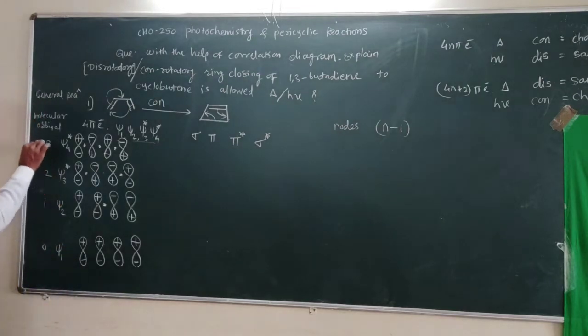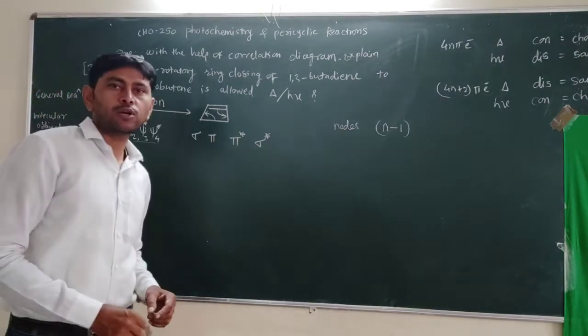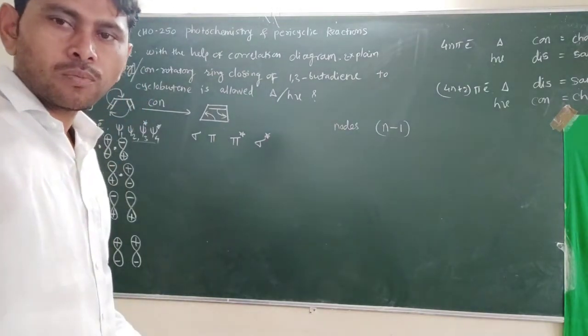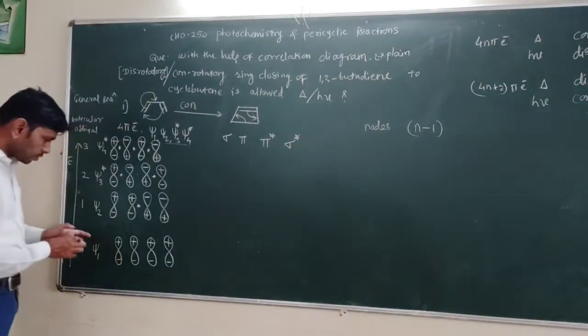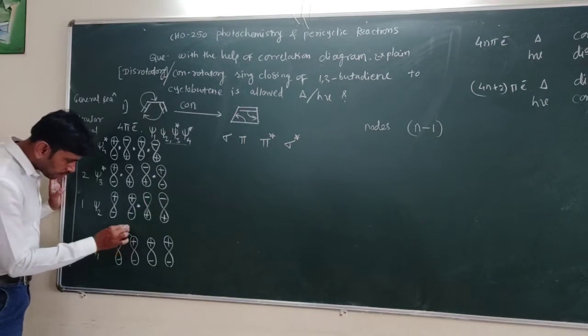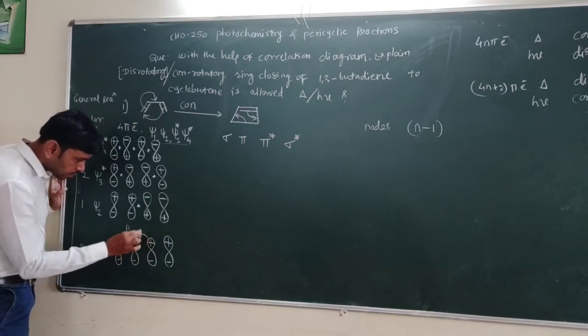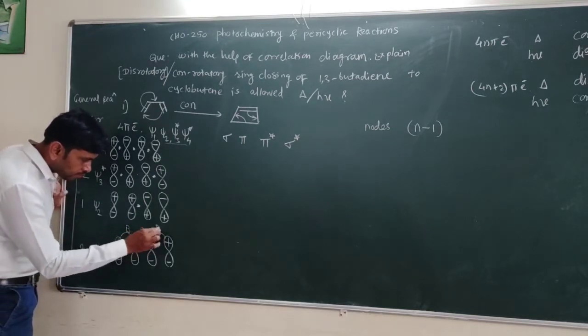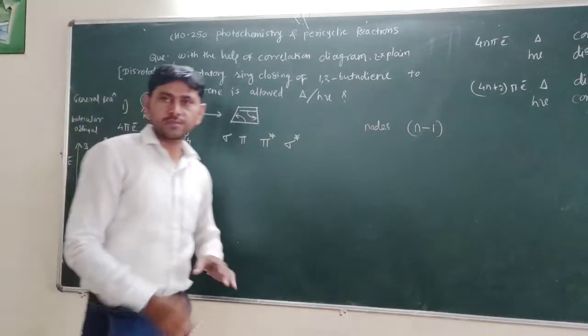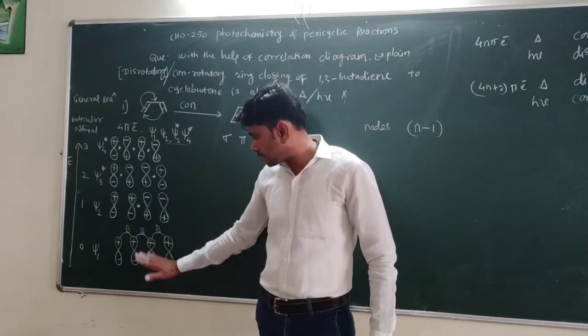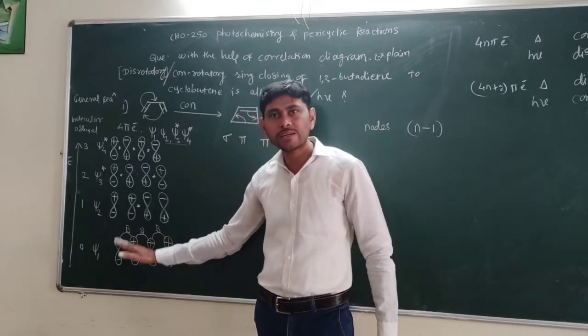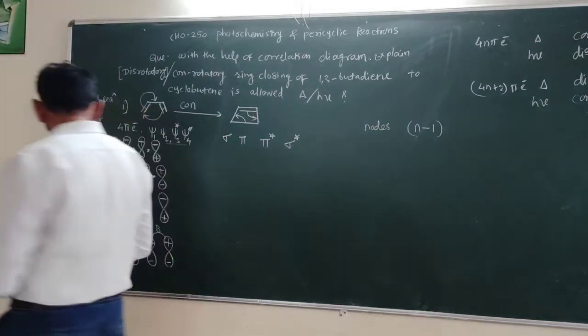So energy is rising in this manner. Why is energy rising? Because energy depends on bonding and anti-bonding orbitals. So what are bonding and anti-bonding orbitals? See here, plus plus becomes a bonding orbital. Here it is a bonding orbital. So maximum bonding has the lowest energy. So we have placed it at the bottom because it has the lowest energy.